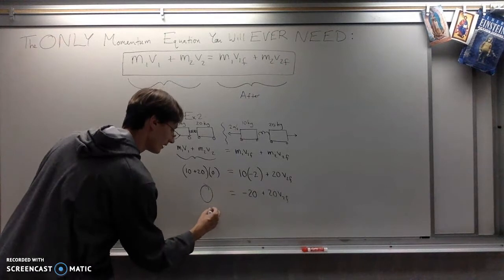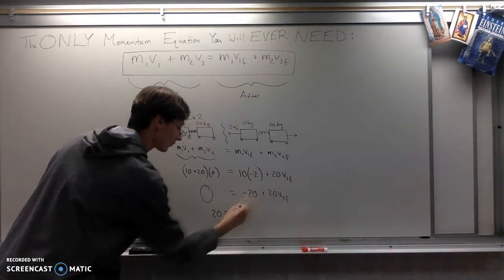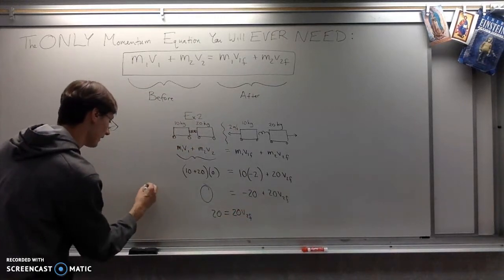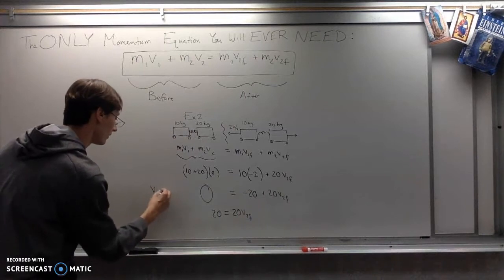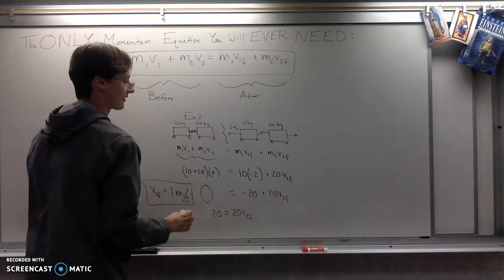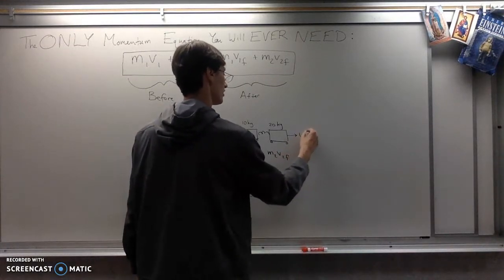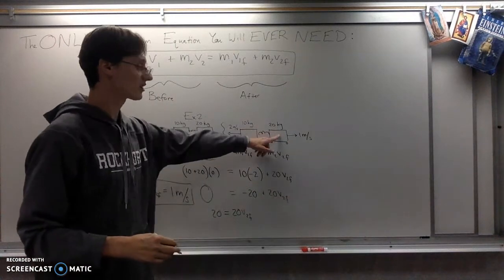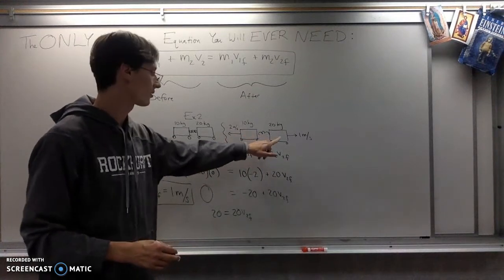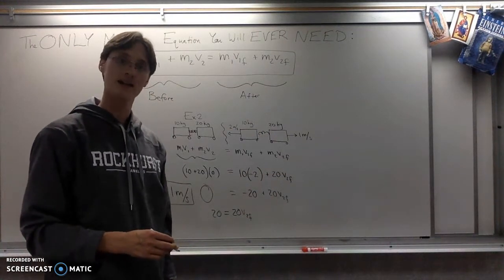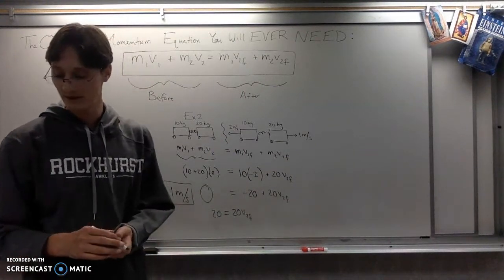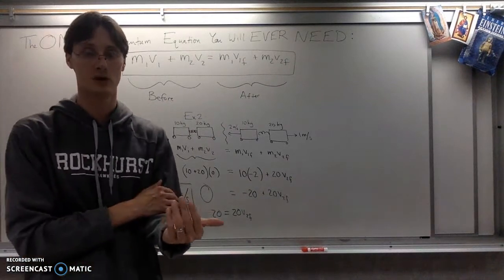All right, so a little bit of math later. Add 20 to both sides. 20 divided by 20. I may have to get out my calculator. No. It's 1. 1 meter per second. Now let me point out something here real quick. This should make a whole lot of sense. This one is twice as massive as the other one. So notice it is going half as fast as the other one.